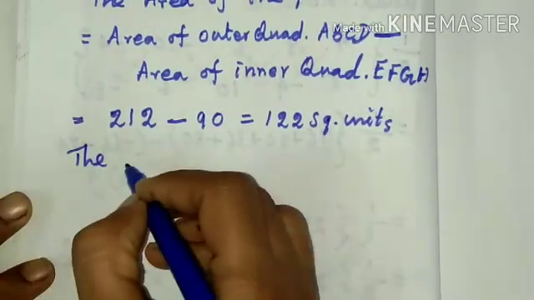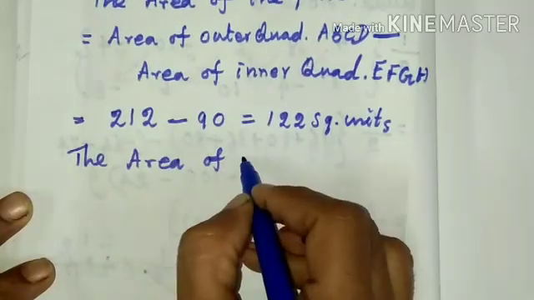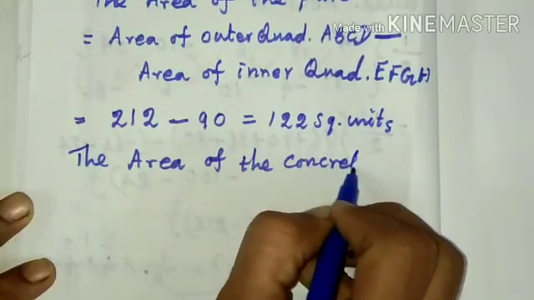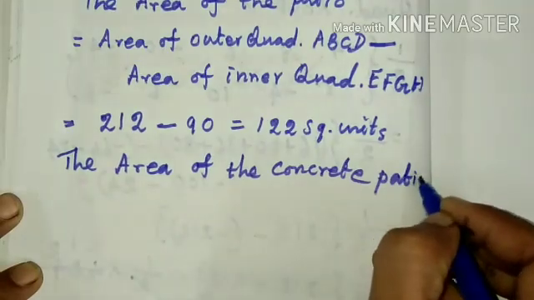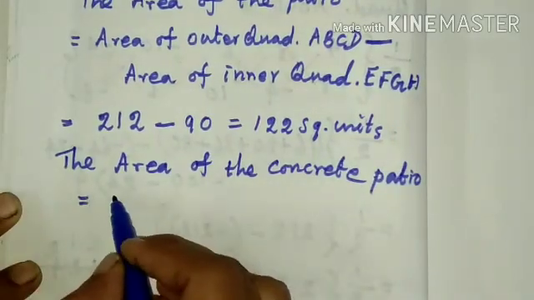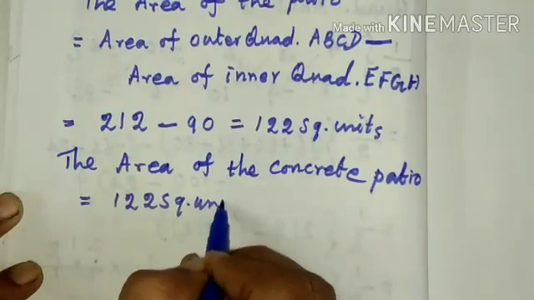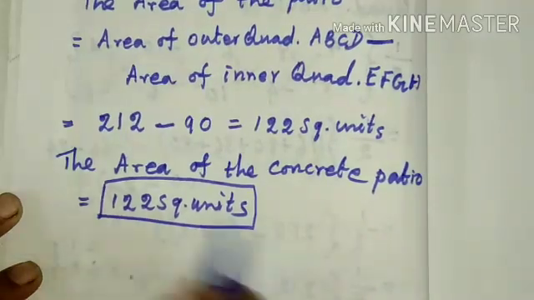The area of the concrete patio is equal to 122 square units. This is the answer for this sum.